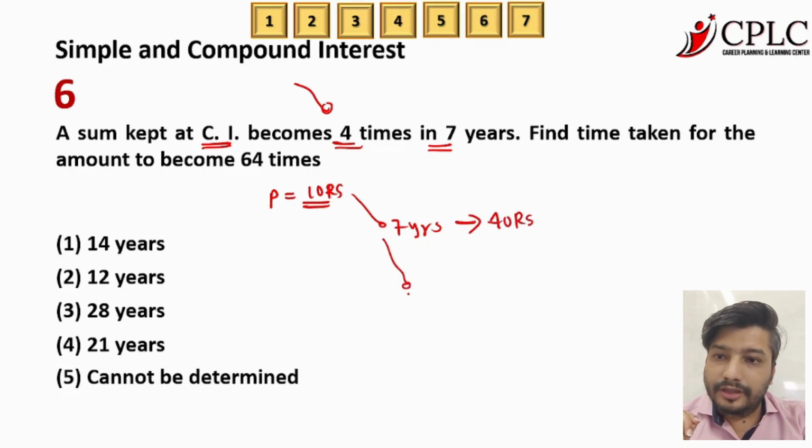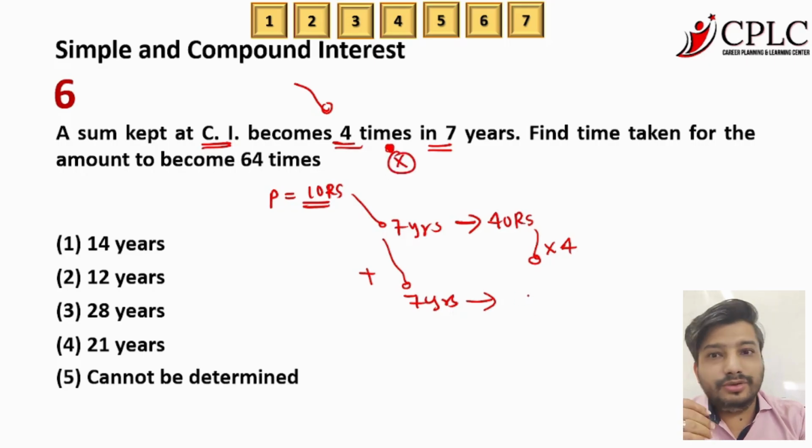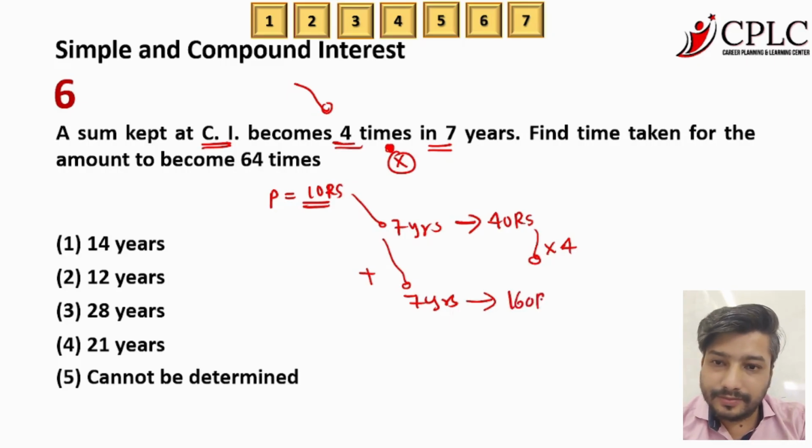Now, in the next 7 years, it again should become 4 times. So 4 times of this is not 80. A lot of people make that mistake. Times, as a word, means multiplication. You're supposed to multiply. So it becomes obviously 4 4s are 16, 160 rupees.